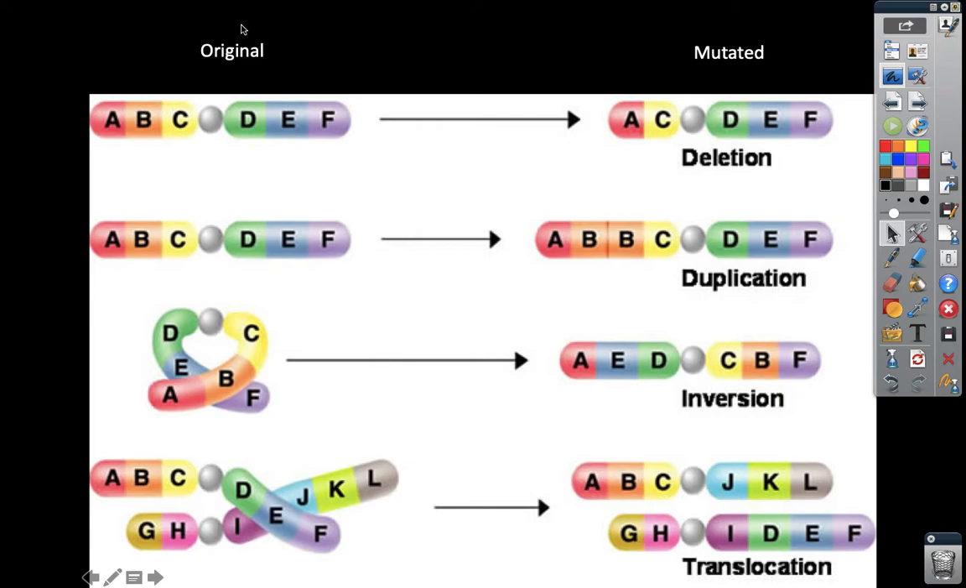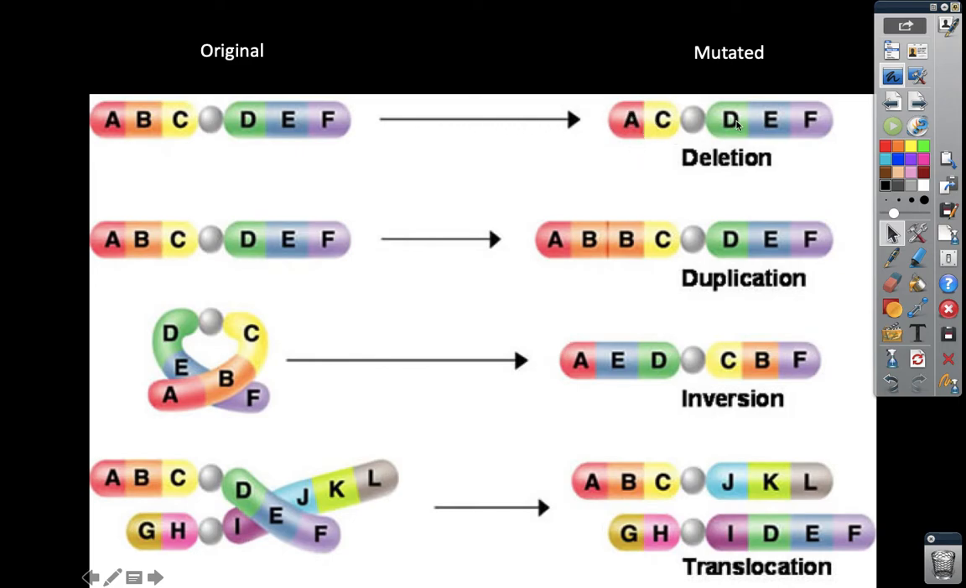So think of it kind of like the original as the before and the mutation as the after. So you have to compare the original to the mutated sequence and figure out how they're different from each other to determine the type of mutation. So if you look at the way that this one is arranged, this chromosome has a total of 6 segments. Segments A, B, and C are in front of this circular structure here. That circular structure is the centromere. And segments D, E, and F are after it. Now let's look at the mutated sequence.